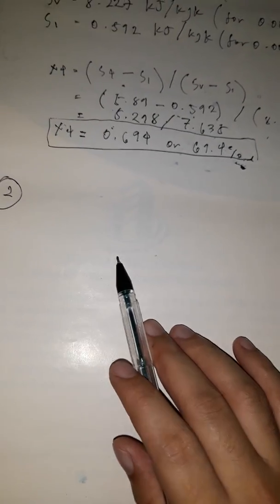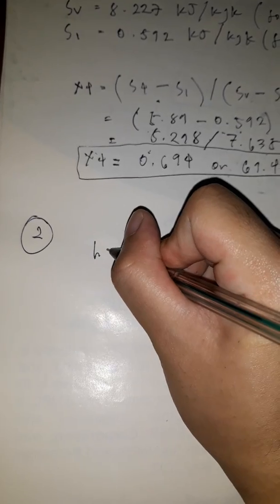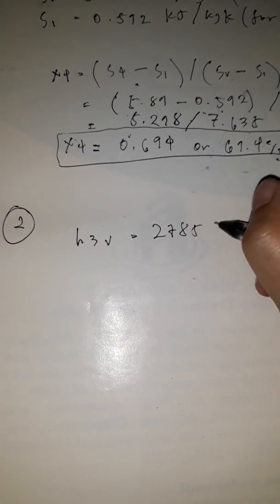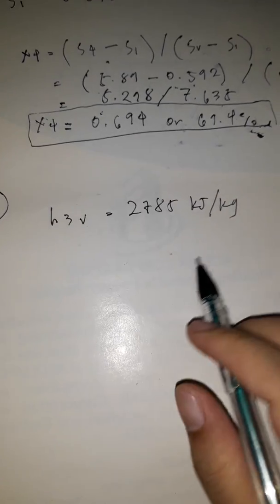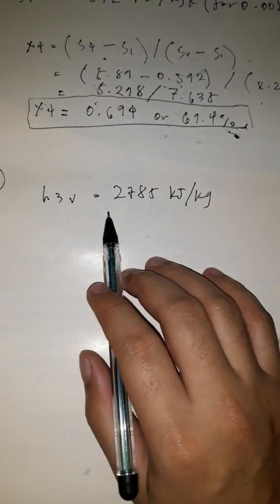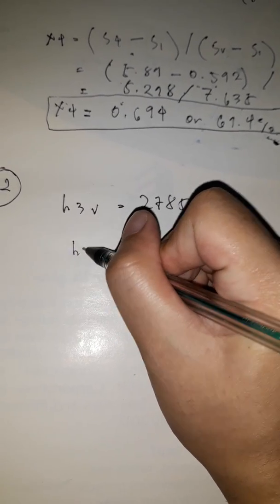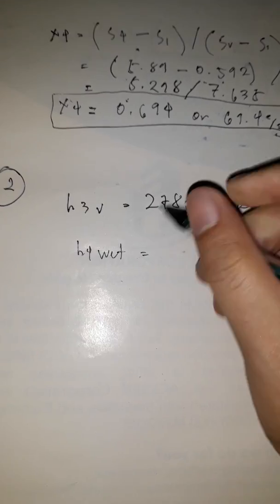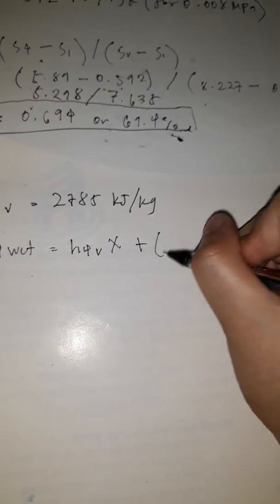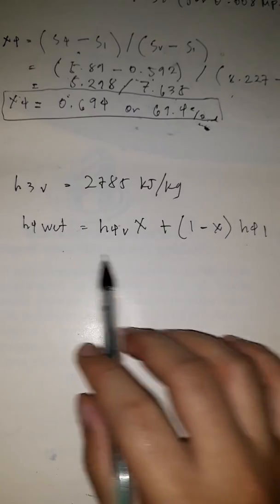The enthalpy of state 3 can be picked directly from the steam table, which is enthalpy 3 is 2785 kilojoule per kilogram, whereas the enthalpy for state 4 must be calculated using the vapor quality equation.